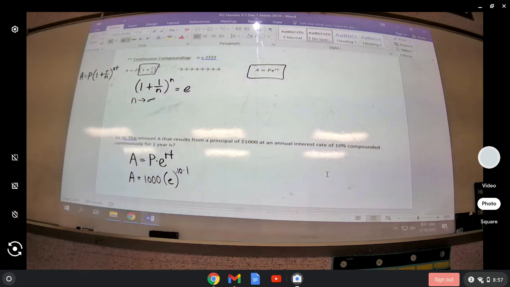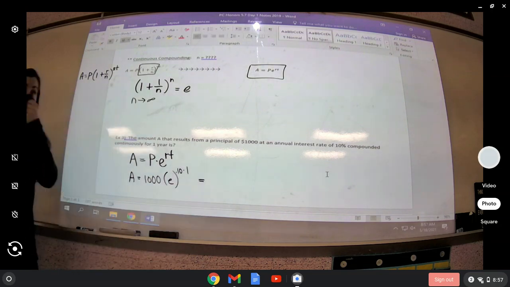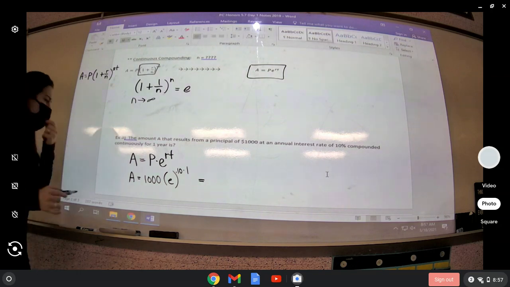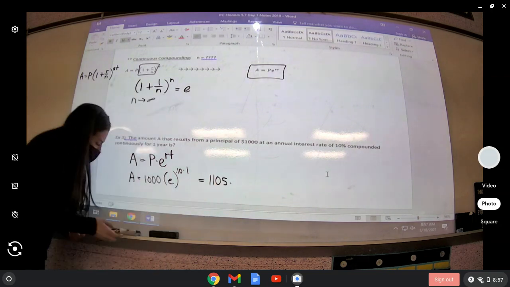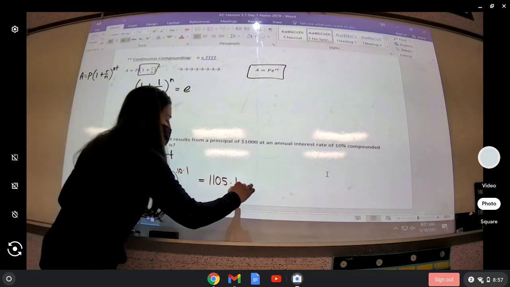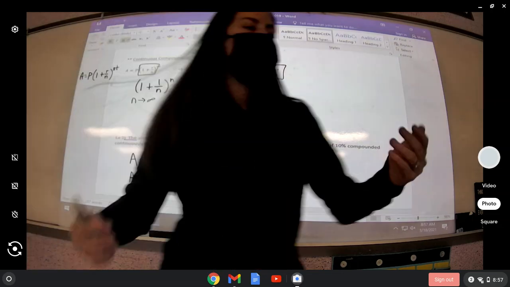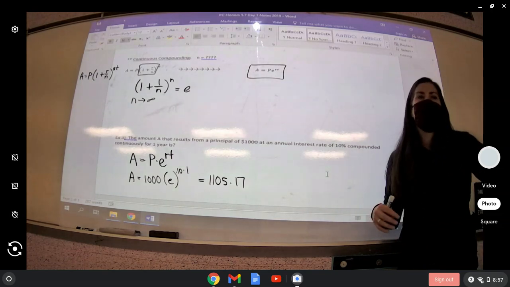You can put 0.10 or 0.1. It's up to you. And you end up with your $1,000 after 1 year being compounded continuously with interest at a rate of 10%. You end up with $1,105.17. So obviously that would be your best case scenario from an investment standpoint if they were willing to continuously compound your interest.